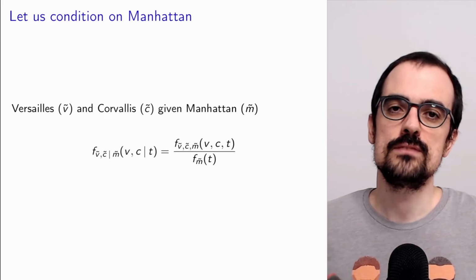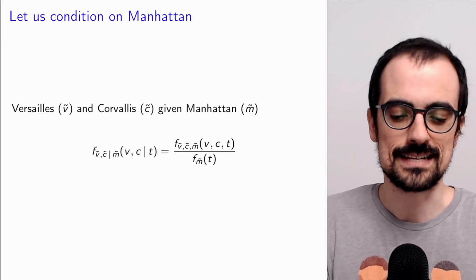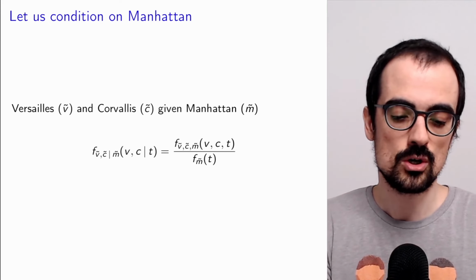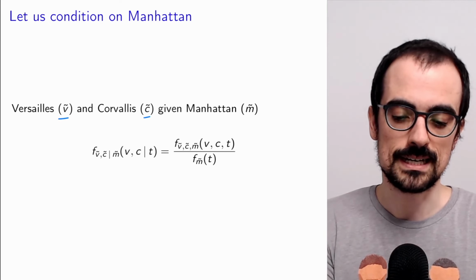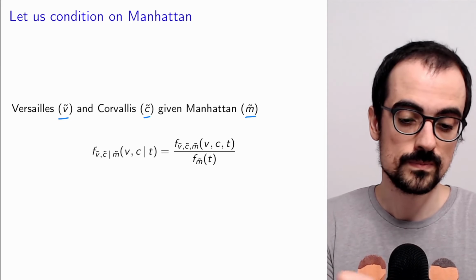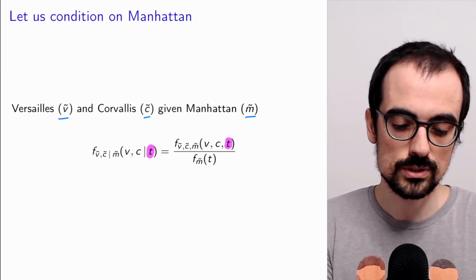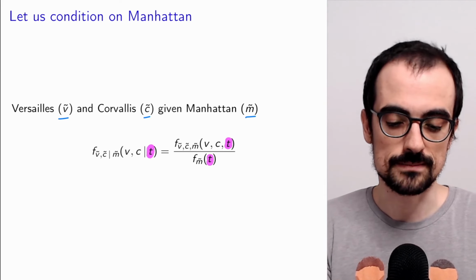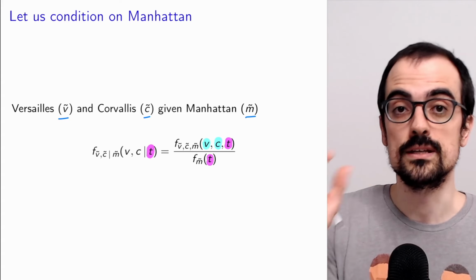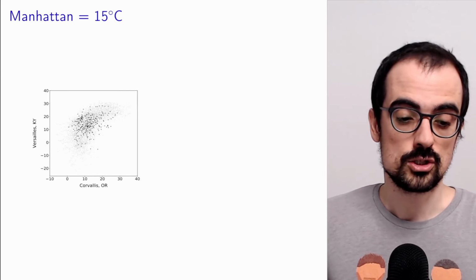Now let's see what happens if we also happen to know the temperature at Manhattan. Manhattan, Kansas. So we're going to compute the joint PDF of Versailles and Corvallis given Manhattan. We apply this formula where we fix the variable that we are conditioning on, this value T for the temperature at Manhattan. And now we have a function of V and C. So this is going to be a 2D function that is going to depend on the value that we're observing at Manhattan. So this is what we see.